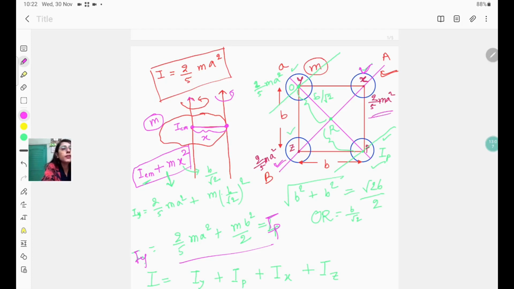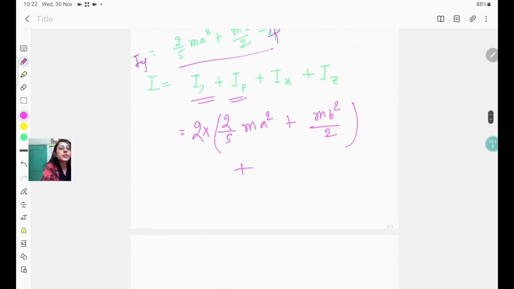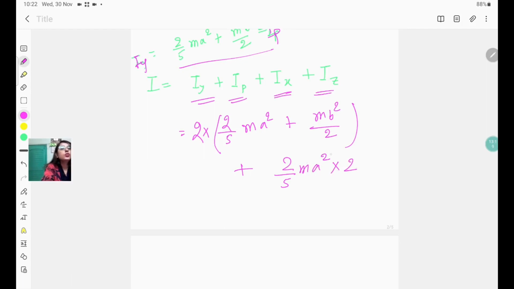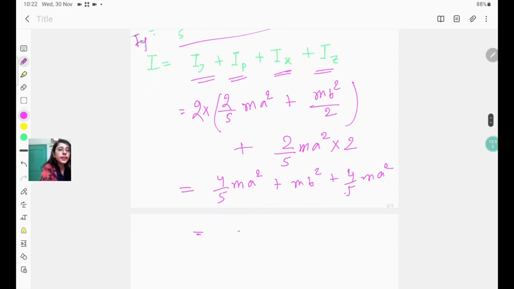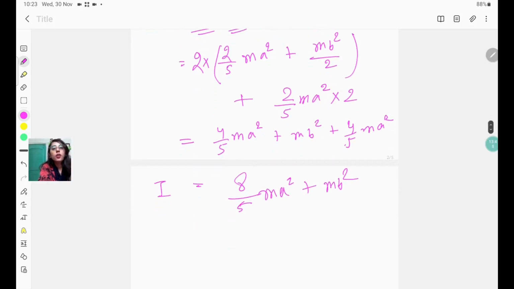What is that? 2 by 5 ma square directly. So just apply 2 by 5 ma square and again multiply it by 2 because IX and IZ have the same value. So 2 into 2 by 5 ma square for each. So what will be the final answer? Here we will get 4 by 5 ma square plus mb square plus 4 by 5 ma square. So the final answer will be 8 by 5 ma square plus mb square. That is the final moment of inertia of the system, right?